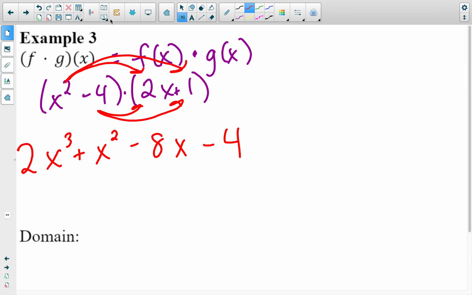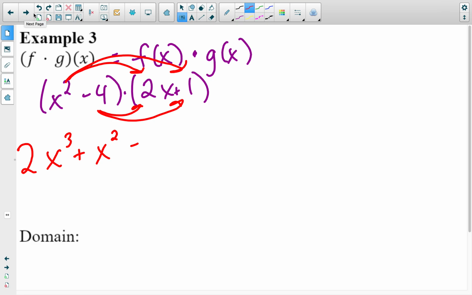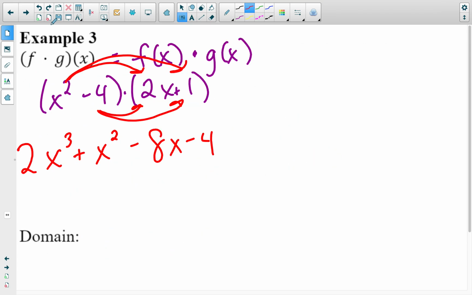And for our domain, what were the domains of our original functions? Think way back here. Oh, darn it, just erased my last step. Minus 8x minus 4. All right, think back to our original two functions. They both had domains of negative infinity to positive infinity. So this product, if we don't have any other restrictions, then it's going to stay the same: negative infinity to positive infinity.